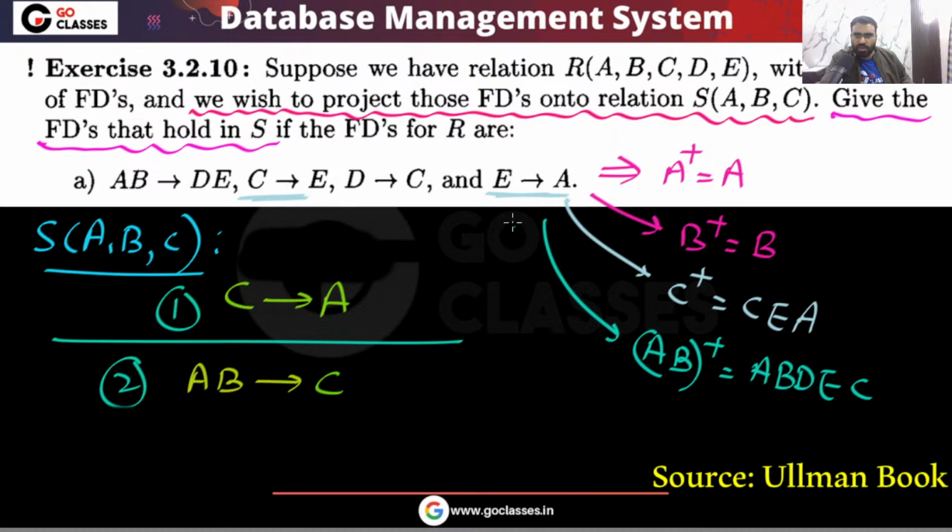Or if you want, you can find the AC closure, of course. Let's find the AC closure. The AC closure will be AC, ACE, because C can determine E. So ACE, that's it. So you can see AC cannot determine B.